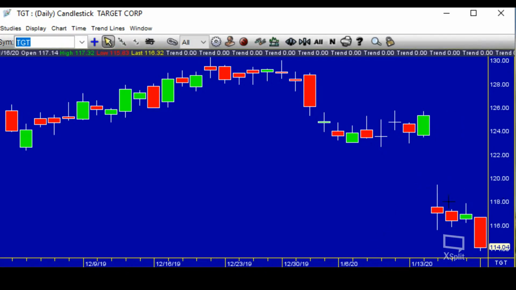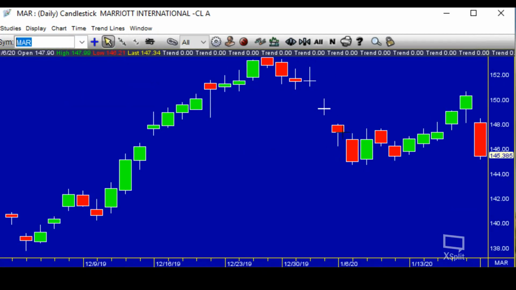Full time frame continuity to the downside. So Target's still having some problems over there. If you go to Marriott here, you can see this on the daily, 2-2 reversal to the downside.